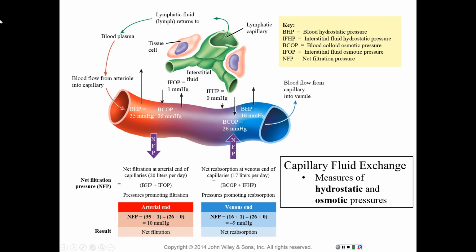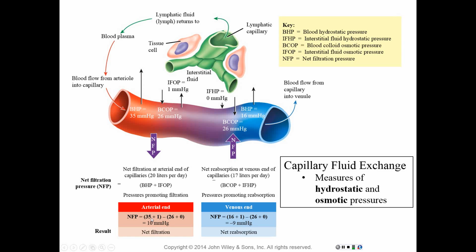So what forces promote fluid out? A push out and a pull out by the interstitial fluid. What forces favor keeping fluid in or reabsorbing it back in? A blood colloid osmotic pressure, a pull in, and an interstitial fluid hydrostatic pressure, a push in. Again, usually this one is 0. So how do you calculate that? If you just look at this first box here, you take the 35 BHP plus the interstitial fluid osmotic pressure, which was 1.